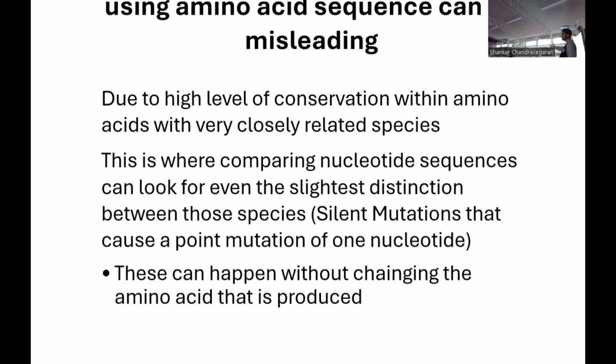Basically, the same amino acid is produced, but in the sequence itself, the nucleotide has been changed. So only by studying the nucleotide sequence could we have seen that difference. We wouldn't have noticed it if we only looked at the amino acid sequence. Does everyone understand what I mean?